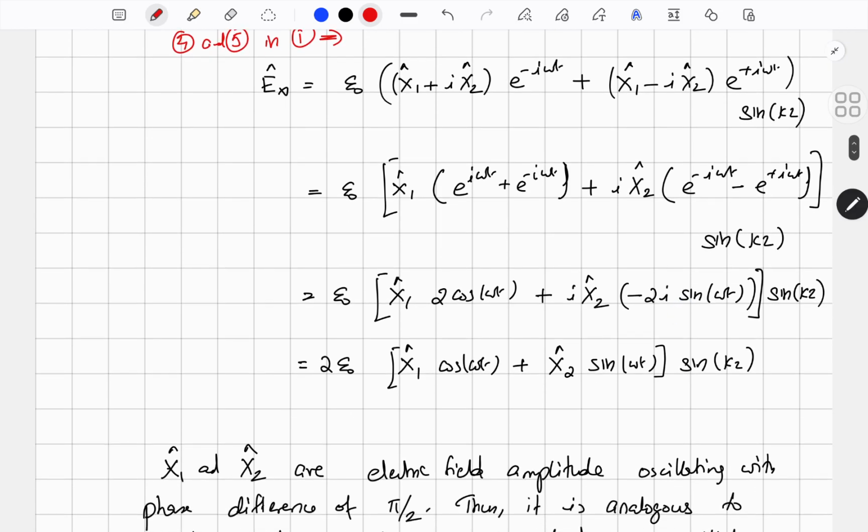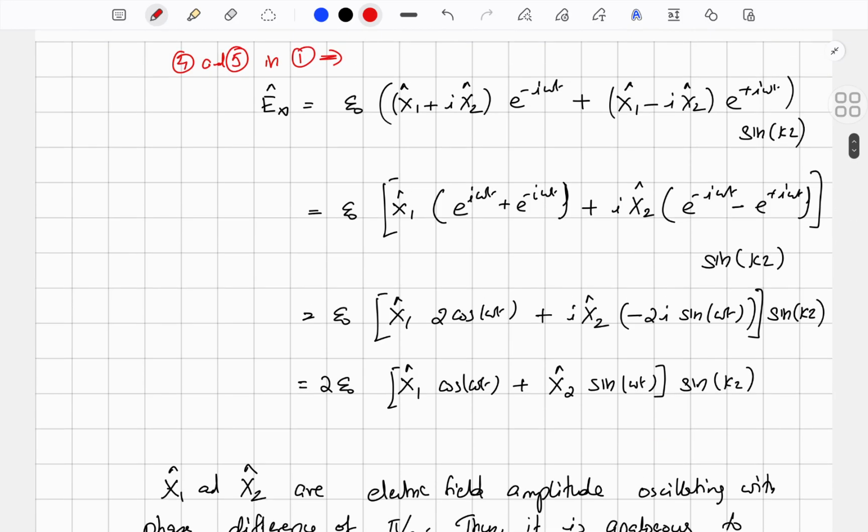Just go through it. Pause the video and do it yourself, and you can show that this electric field operator can be written as 2 epsilon 0 times (x1 cos omega t plus x2 sin omega t) times sine of kz. You can see that in x1 and x2, one comes with cos and the other with sine, so the phase difference between the cos and sine is pi by 2.